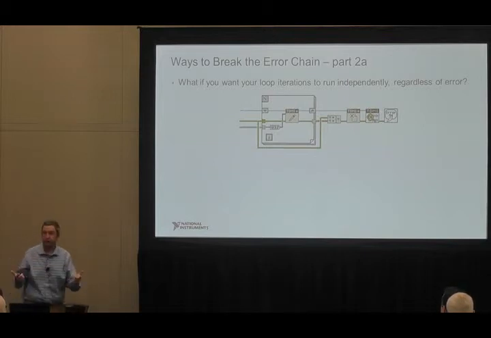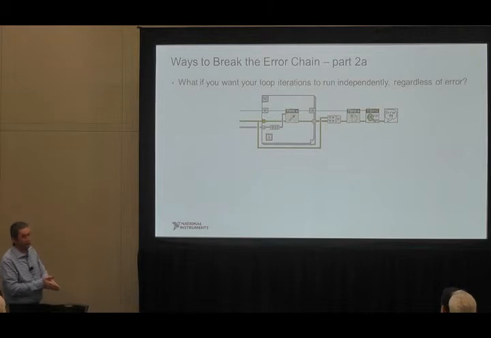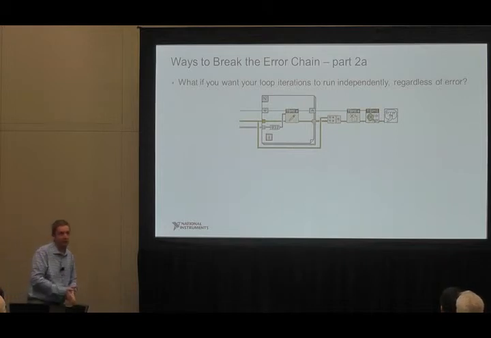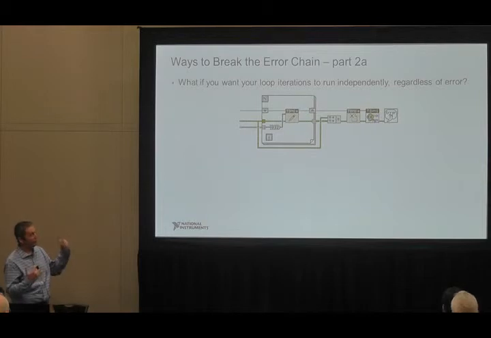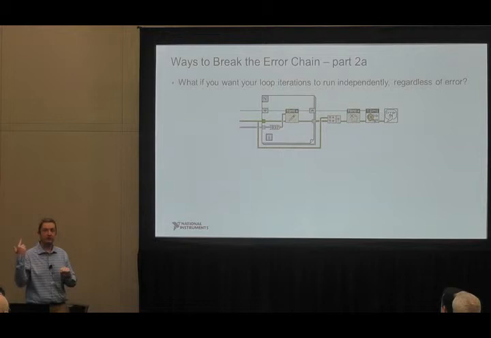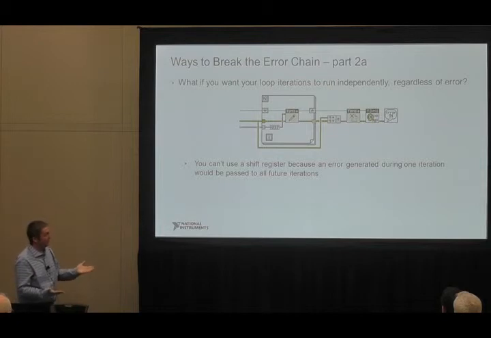If it errors out on iteration 4, you still want iterations 5, 6, 7, 8, 9 to do something. In that case, you can't use the shift register, because as soon as the error goes in to the right, only the error is ever going to come out on the left again. So in the case where you want your iterations to run independently regardless of error, your code needs to look like this picture up here. So you can see we're using a shift register for the ref num so that we don't screw that part up. But then for the errors, we're still using tunnels, but we're building up the errors on the end so that every iteration can run and have a chance to do its thing regardless of what happened on a previous iteration. We can't use a shift register, like I said, because the error generated would screw up future iterations.